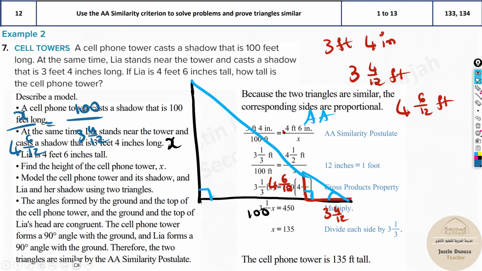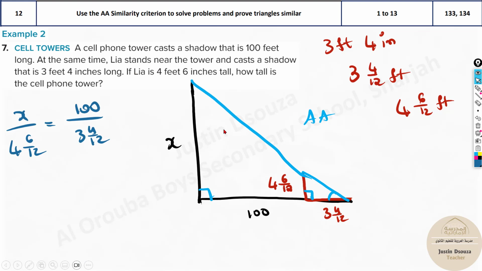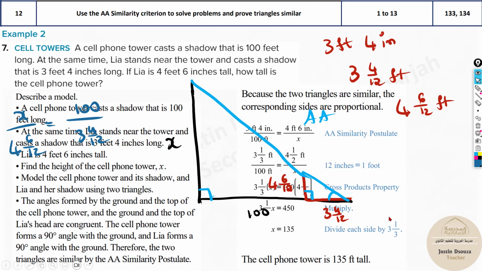Let's just check the answer. Yes, that's the answer. You don't need to write anything. Just this diagram for your understanding, this proportionality, and directly the answer. Answer is 135.